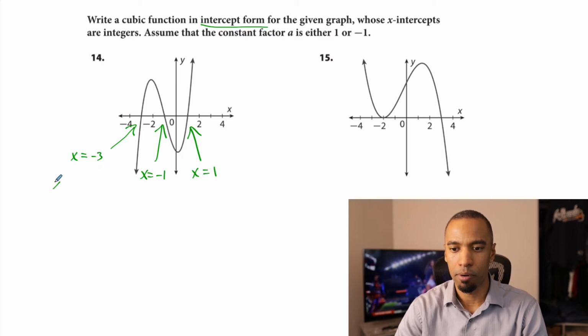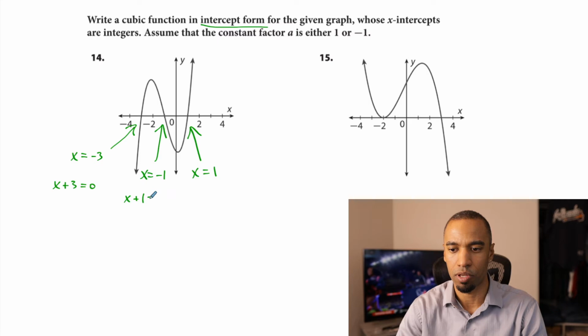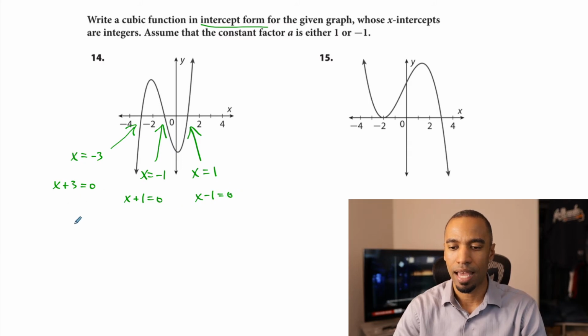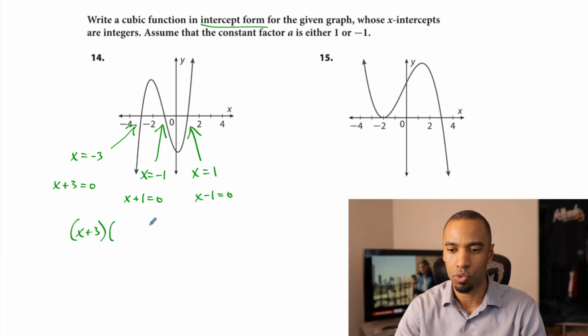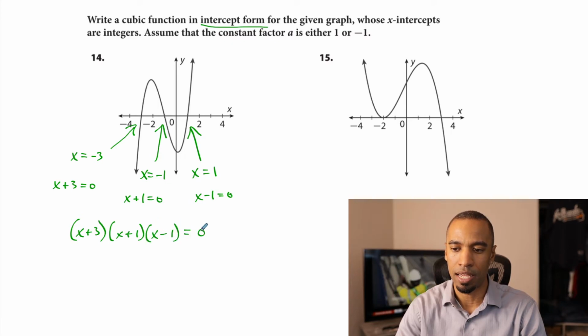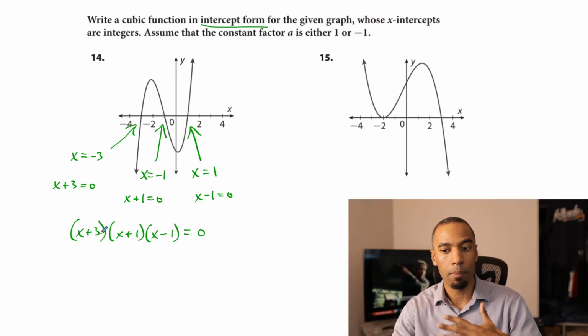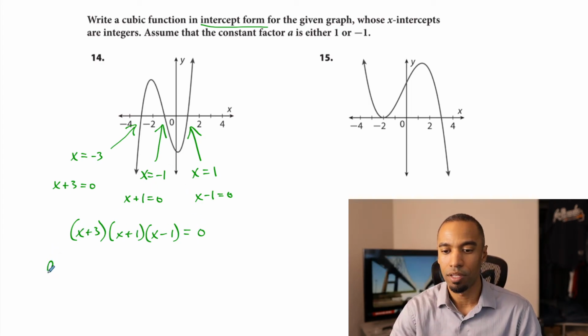Either, if I add 3 to both sides, x plus 3 would have equaled 0, or add 1 to both sides, x plus 1 equals 0, or subtract 1 from both sides, x minus 1 equals 0. And in factored form, that comes from multiplying all these 3 together in the nature of a zero product property, where all these equal 0. But of course, that's for x-intercepts.